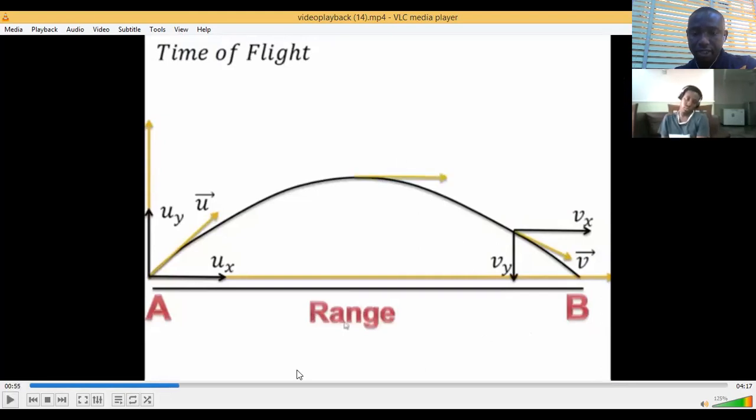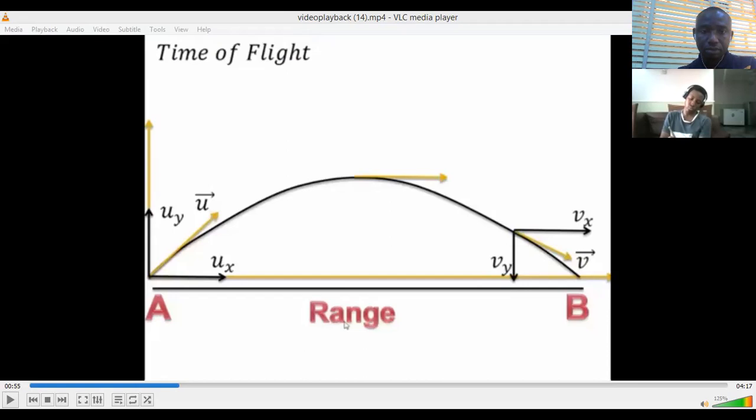Now, for range, what is range? Please write for range. Range is defined as the horizontal distance from the point of projection to the point where the projectile hits the projection plane again.